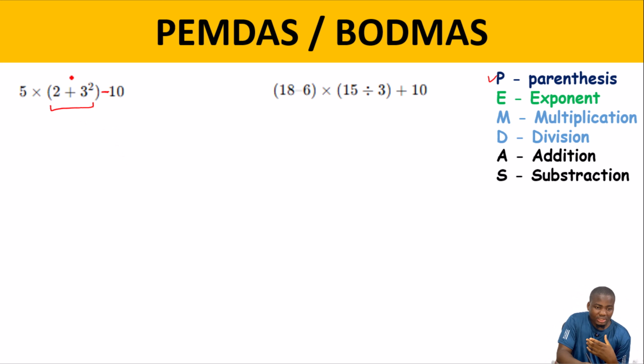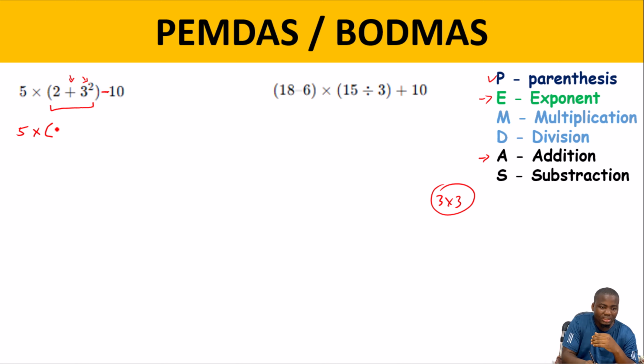One operation is the addition. The other one is this exponent that we have here. So if you look at addition and exponent, exponents come before addition, so we solve it first. So 3 to the power of 2 is 3 times 3, and that's 9. So we have something like this: 5 times, open parenthesis, 2 plus 9, close parenthesis, minus 10.